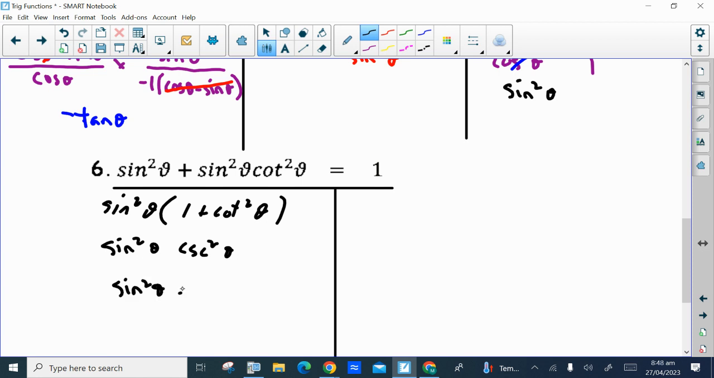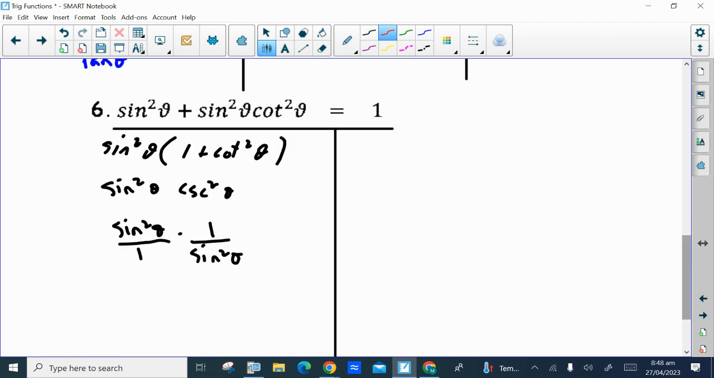And cosecant is 1 over sine. So the first factor of sine squared theta, I'll write it over 1 times 1 over sine squared theta. And we would divide top and bottom by a factor of sine squared theta. Dividing something by itself gives you 1. So you'll have 1 times 1 on top over 1 times 1 on the bottom. Gives us our 1.